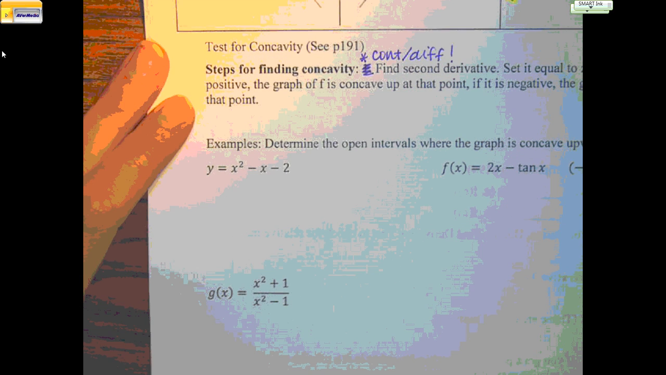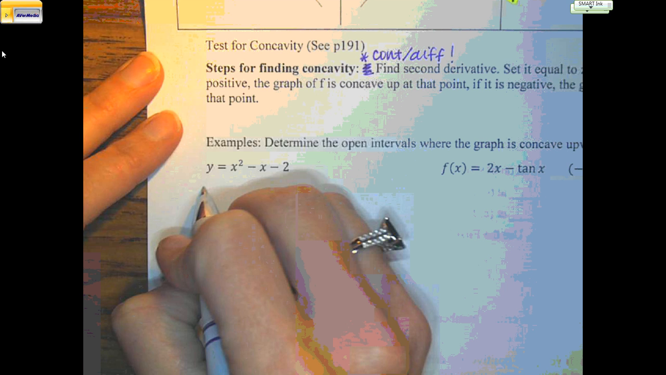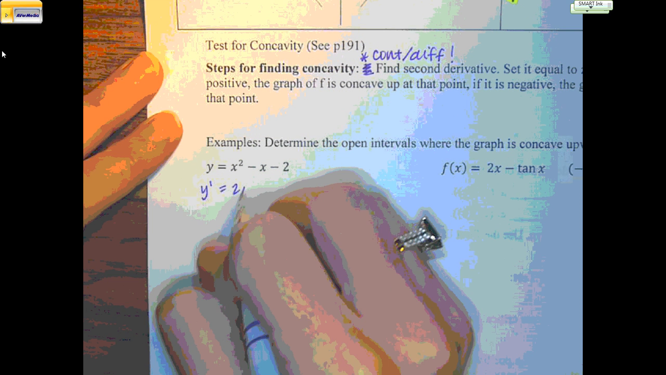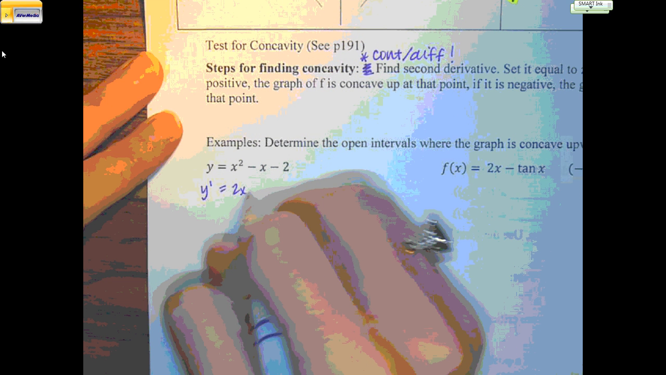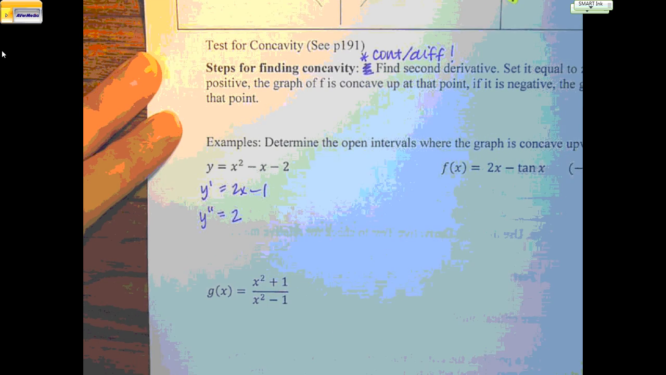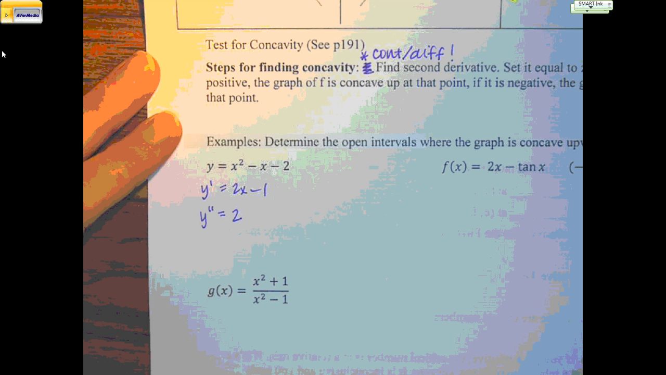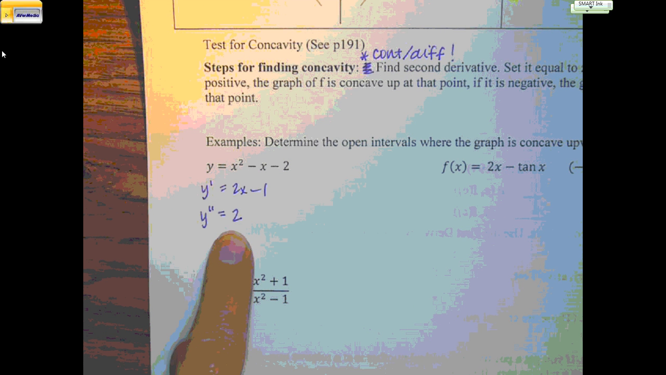It says to find the second derivative. So we can do that. First derivative is 2x minus 1. Second derivative is 2. Then it says to set it equal to 0. Is there a problem with this? This one is just constant.